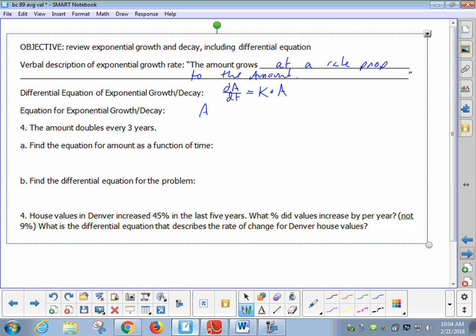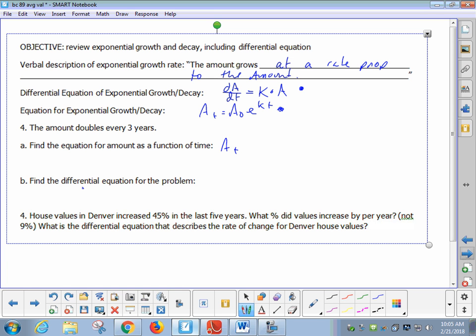If you integrate and do a little bit of absolute value work and find the constant C and then roll the C into A initial, that's where the exponential growth or decay equation comes from. Okay? So, getting into a specific case. The amount doubles every 4 years. If I asked you for an equation for the amount as a function of time, am I looking at the differential equation or the amount equation? First one or the second one? Second one, the equation for the amount, not the differential equation.